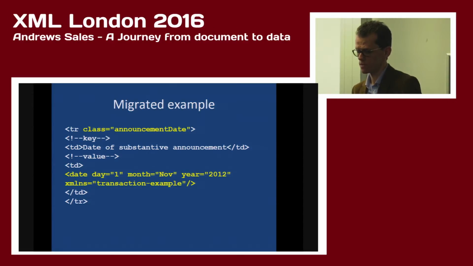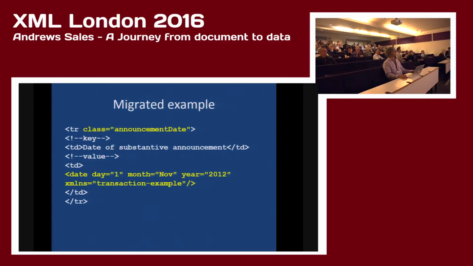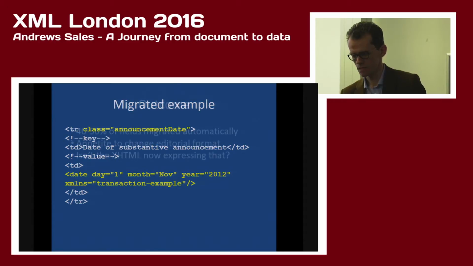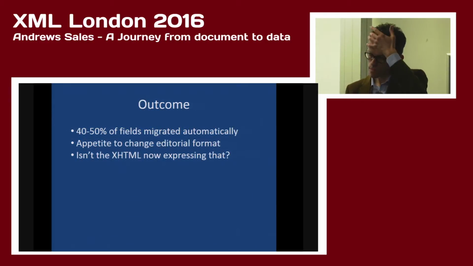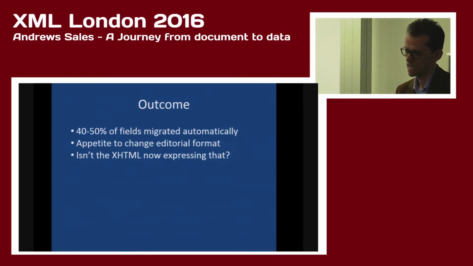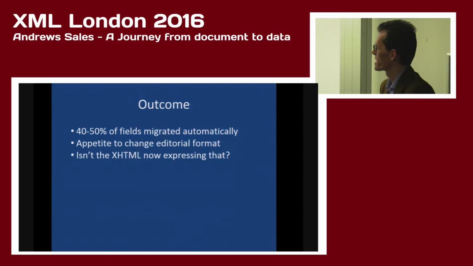And the schematron schema basically constrains what I've added in the second table cell there. So that's a date in this other namespace, foreign namespace. So we can validate that quite happily. The result of the migration was around half, slightly less than half of the fields could be migrated automatically. The good thing was that, having reviewed all this, the editors were quite keen to change the format that they were using.